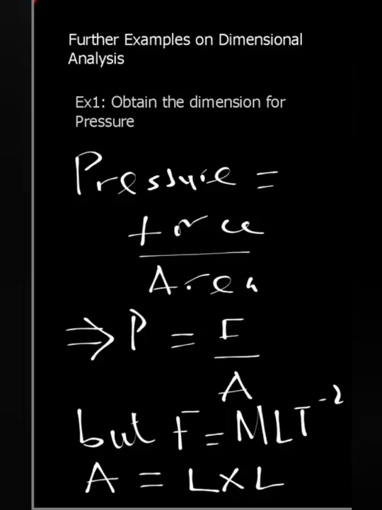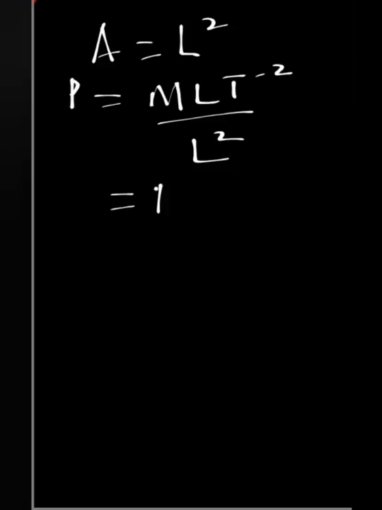So that we have area equals L squared. And therefore, our pressure will be given as MLT raised to power minus 2 divided by L squared. By indices, we are going to have ML raised to power minus 1 T raised to power minus 2, which gives the dimension for pressure.